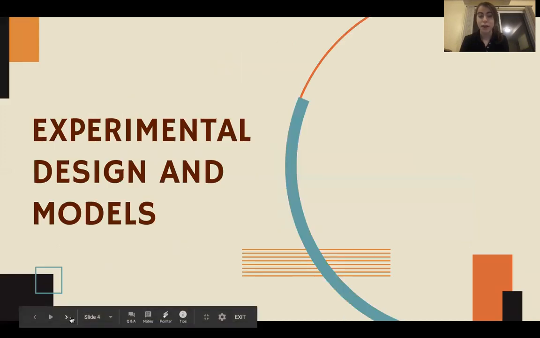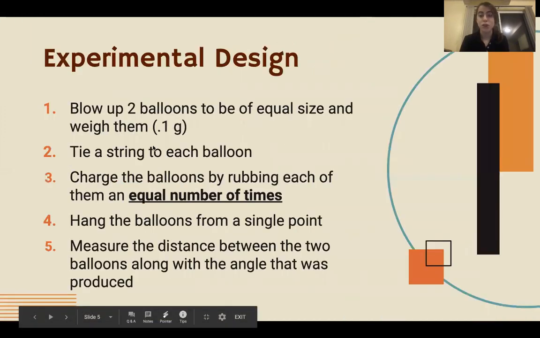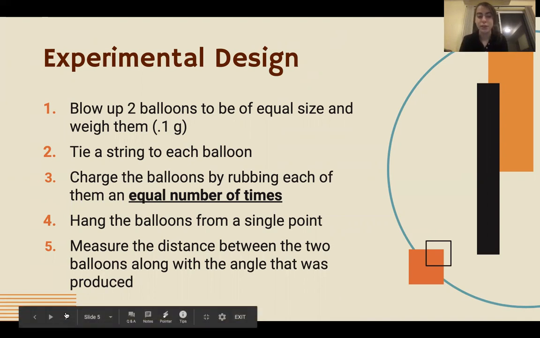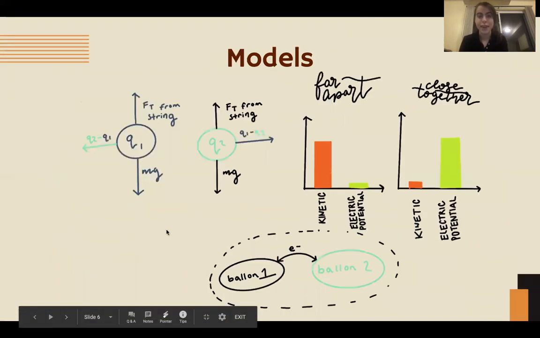Let's talk a little bit about experimental design and models. We blew up two balloons to be equal size and we weighed them to be 0.1 grams. We tied a string to each of them and then charged them an equal number of times with the same material. We then hung the balloons from a single point and then measured the distance as well as the angle produced. Here we have some models.